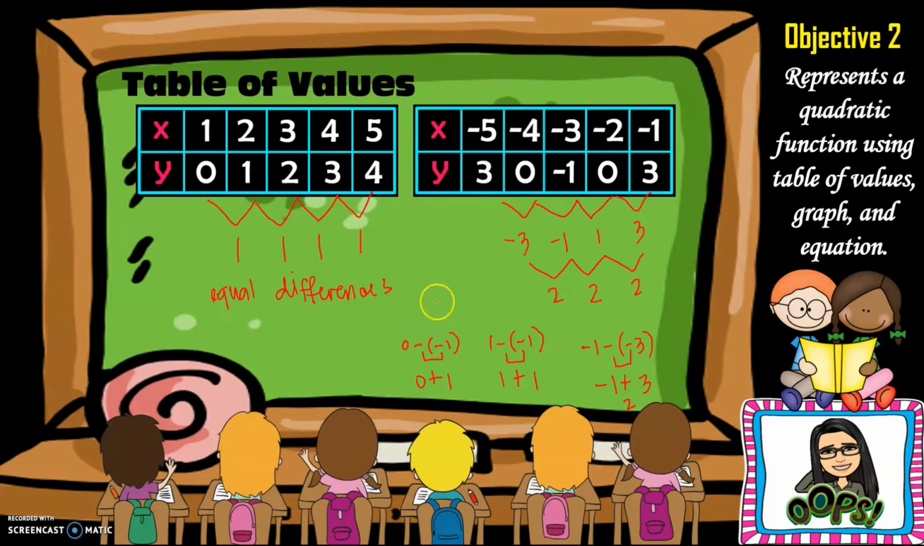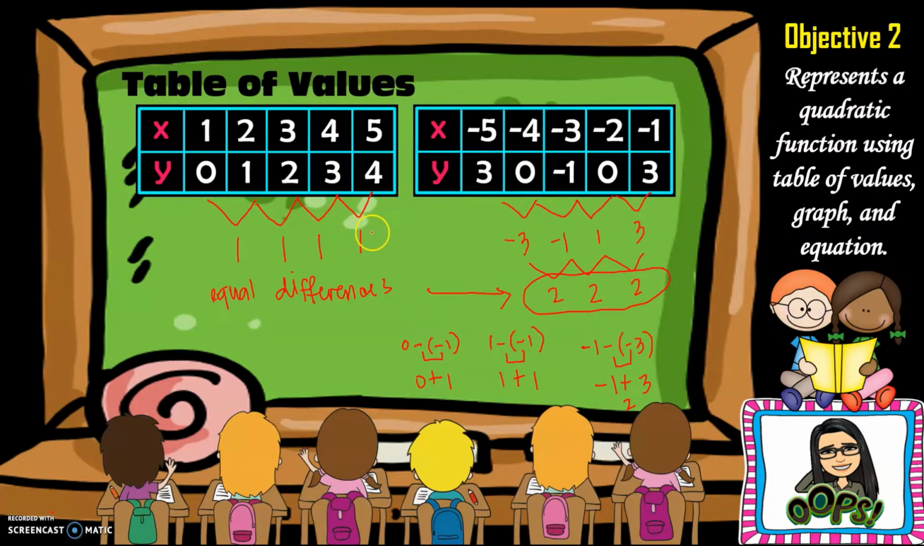So, as you can see, nag-produce na rin po siya ng equal differences. Pero, yung equal differences niya ay lumabas doon sa ating pangalawang attempt. So, therefore, paano natin malalaman kung quadratic function siya or not? Quadratic function po siya if it produces equal differences doon sa ating pangalawang attempt. So, therefore, I can say that the second table of values is an example of a quadratic function. So, again, guys, paano natin masasabi na quadratic function siya? Kapag siya po ay nag-produce ng equal differences doon sa ating pangalawang layer.